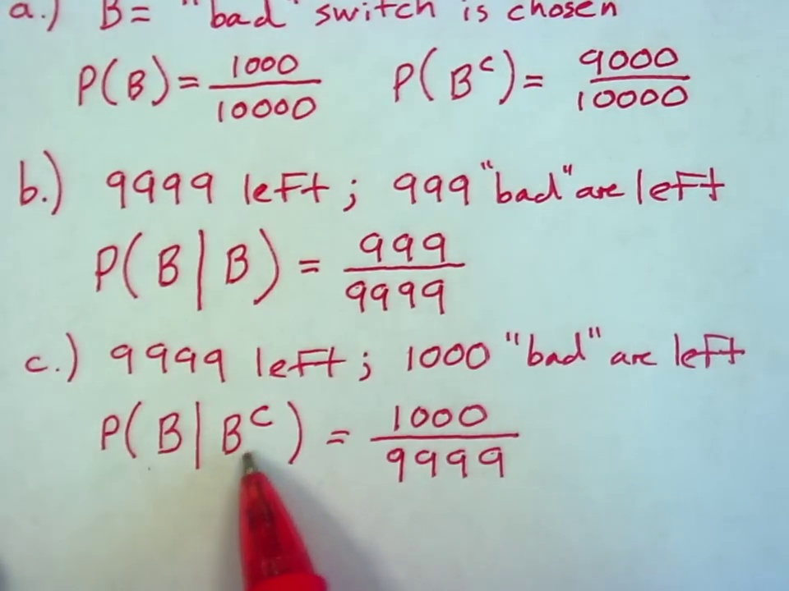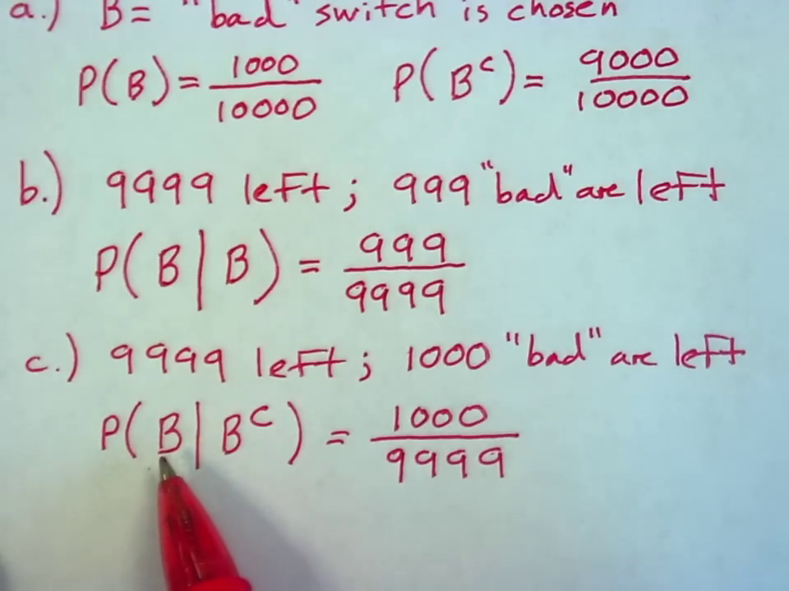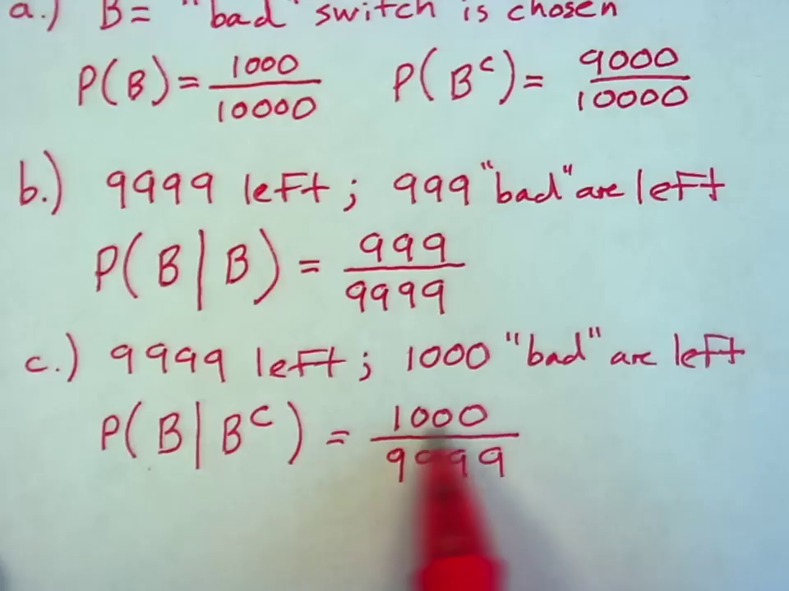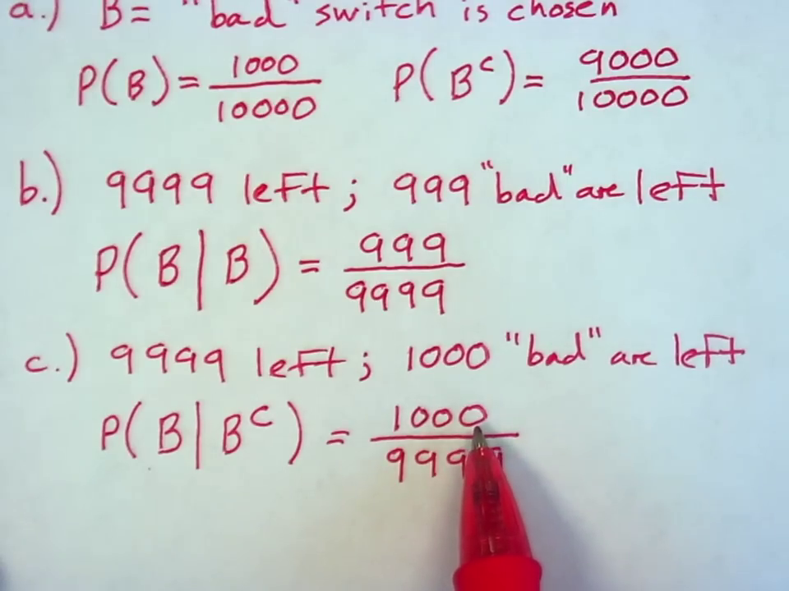In part C, the first switch selected was not a bad switch. So when I selected the second switch, how many of them remained that were bad? There were still all 1,000 that remained that were bad. The bottom line here is when you write conditional probabilities, it can affect what the numerator and what the denominator look like.